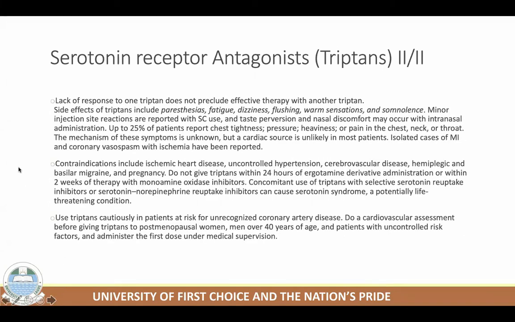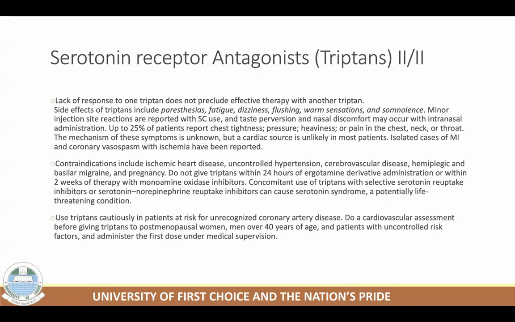Okay, so lack of response to one triptan does not mean that another one will not be effective for that same patient. Side effects that you can commonly expect from the use of sumatriptan: paresthesias, fatigue, dizziness, flushing, warm sensation, and somnolence, right? Now, minor injection site reactions have been reported with subcutaneous use. When it's in a nasal spray formulation, nasal discomfort may also occur.